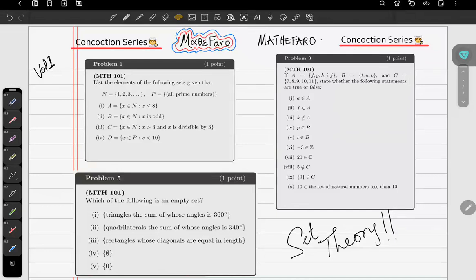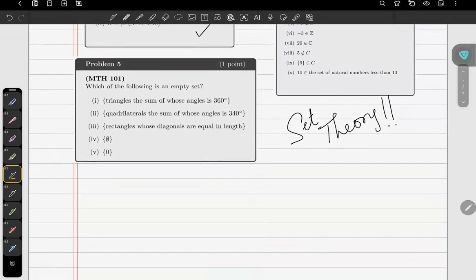In the previous video, we saw how to list elements of a set that are described using the set builder notation. And in this video, we'll be looking at how to play around with getting the members of a particular set. All right, let's get right into it.